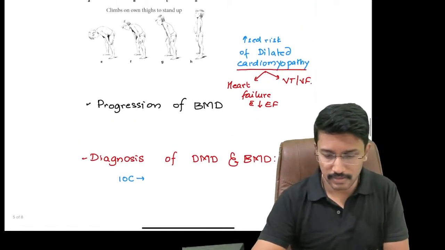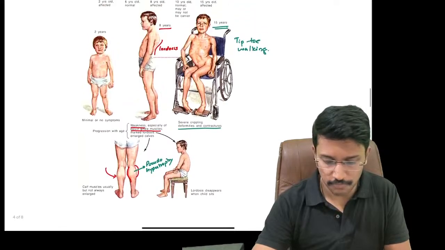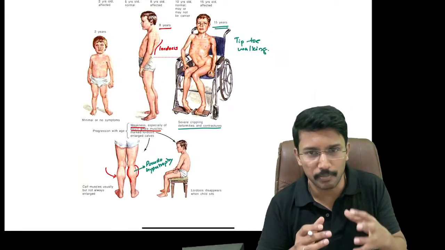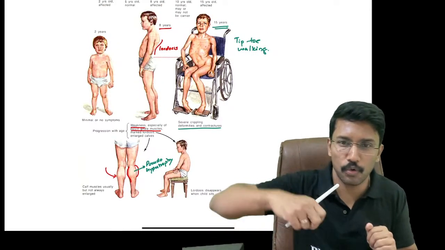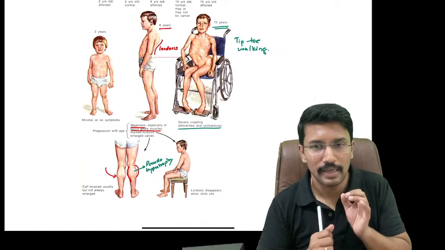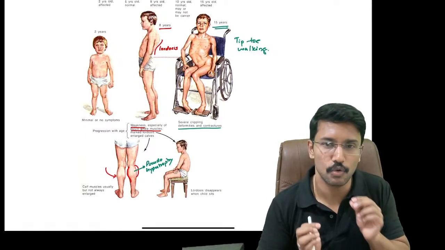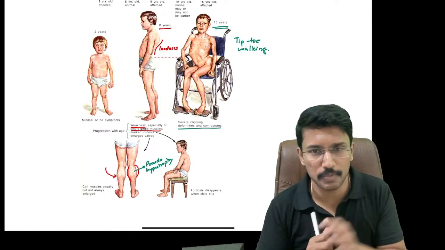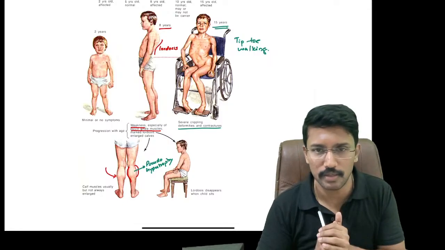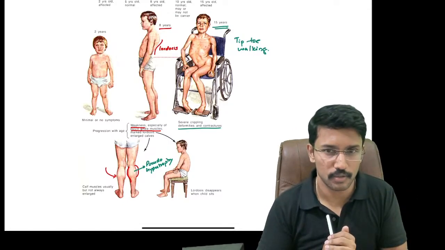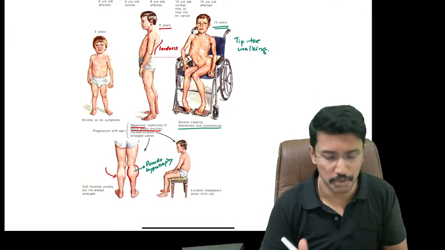Now, if I get an individual, especially in the first decade, with this typical difficulty to get up, tiptoe walking, lumbar lordosis, and I can demonstrate that he has Gowers sign, clinically, I'm making a suspicion that this is most likely Duchenne muscular dystrophy. Now, how do I make a diagnosis from this clinical suspicion?